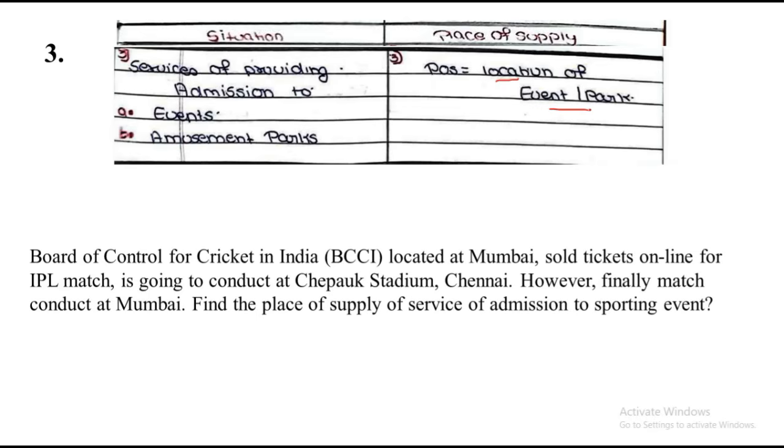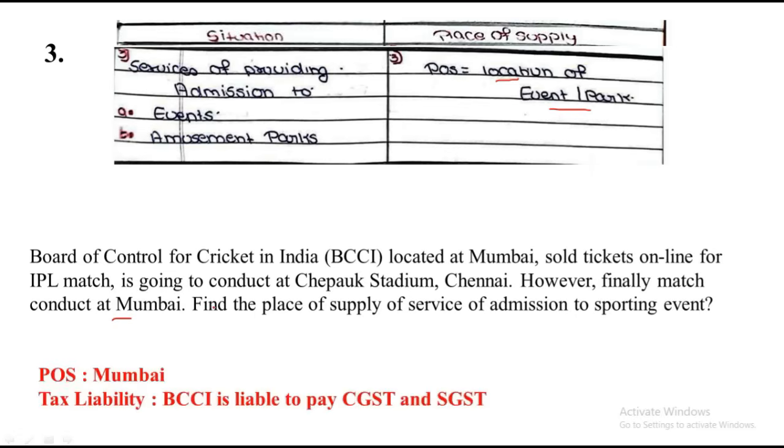Okay, so we take an example. Board of Control of Cricket in India, that's BCCI, located at Mumbai, sold tickets online for IPL matches, which were going to be conducted at Chepauk Stadium, Chennai. However, finally the match was conducted at Mumbai. The location of the event is Mumbai. Find the place of supply of admission to a sporting event. So here, since the match is taking place in Mumbai, your place of supply will be Mumbai, and the tax applicable will be CGST and SGST. This is based on providing admission to events and amusement parks.